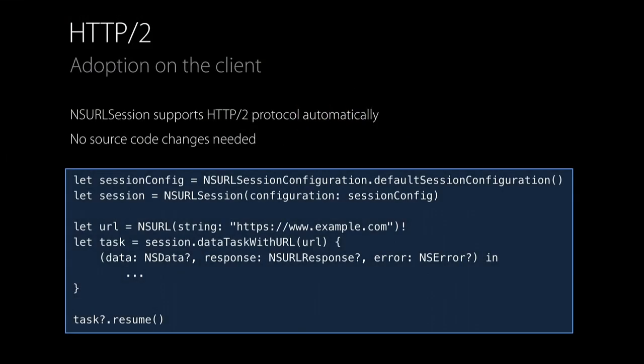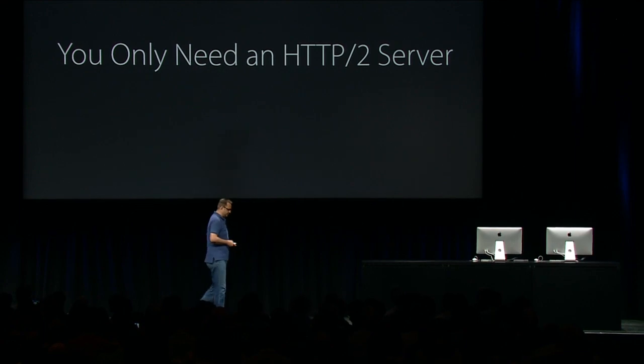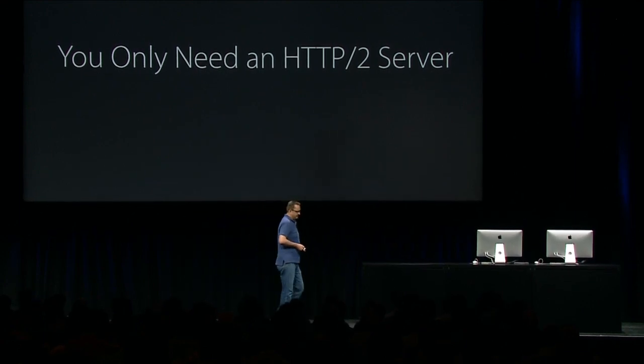Let's take a look at a source code example. This source code looks exactly like the code you already have in your apps. You see, there is no difference, no new configuration flags, it just works. Yes, you only need an HTTP 2 server. But it's OK. Your apps are ready to communicate using the HTTP 2 protocol.